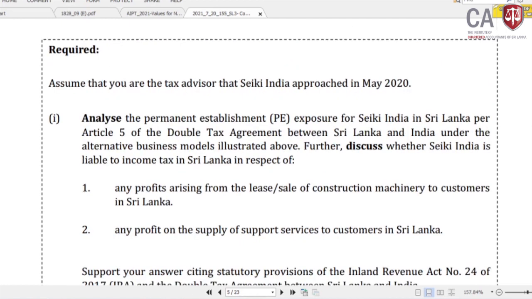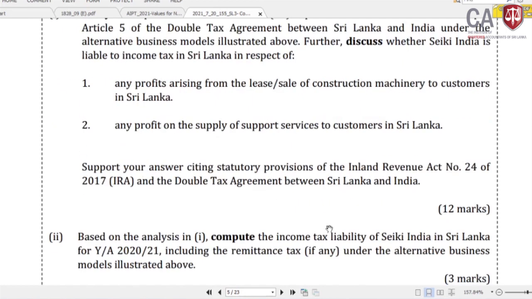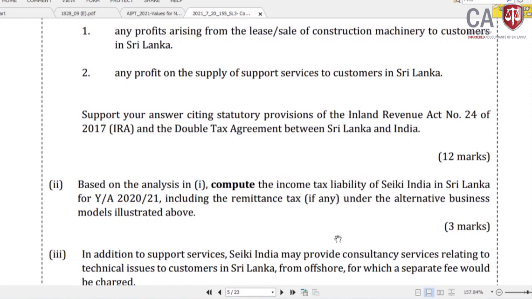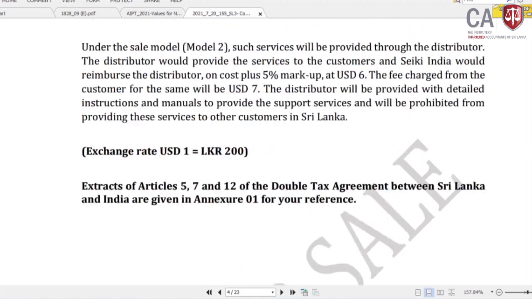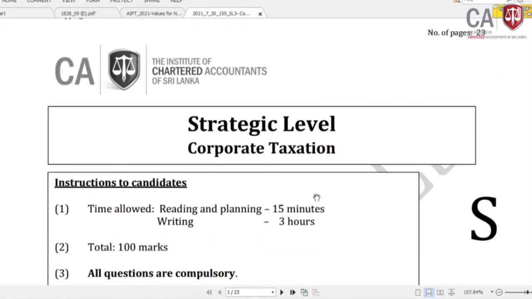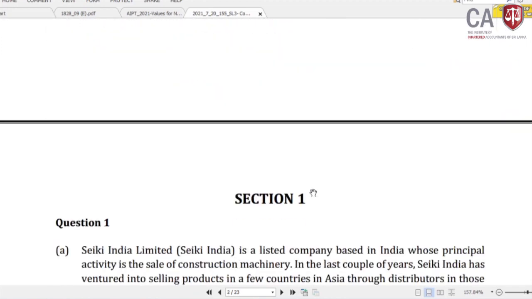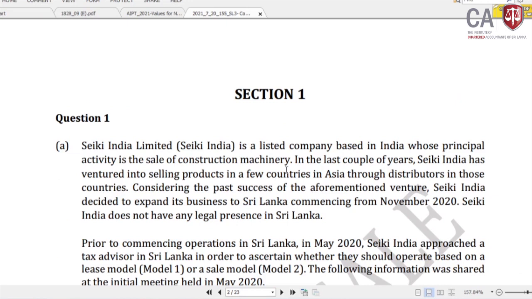This is the paper. I am not going to Roman 2 and Roman 3 now. Roman 2 is for the income tax liability and Part B is for taxation and business decision making. Part A, Roman 3 is for the consultancy services. Come to the question. Let me analyze the question with you all.